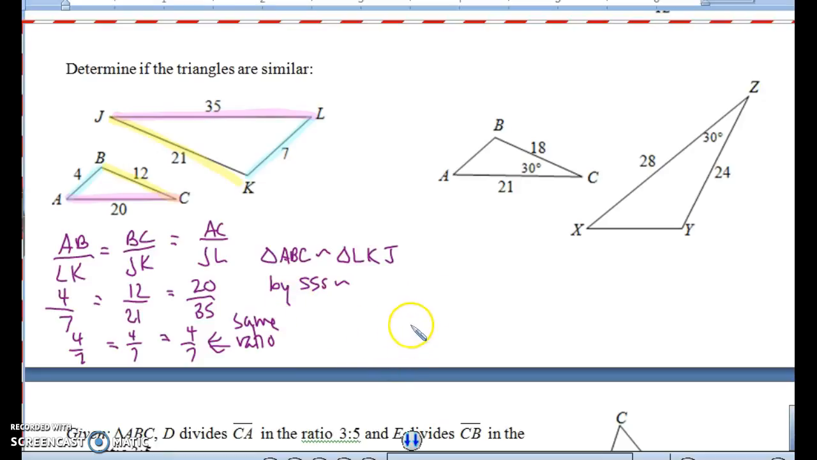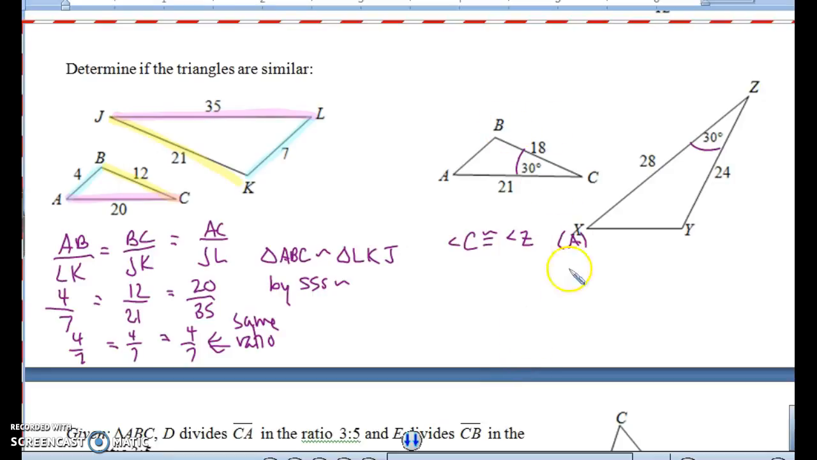Okay, now for the second pair of triangles, let's look at what we have. We have two sides and we have an angle between them. So let's see if this is side angle side similarity. Well, the angle part is easy. Angle C and angle Z are congruent. So angle C is congruent to angle Z. That gives me a pair of angles that are congruent.